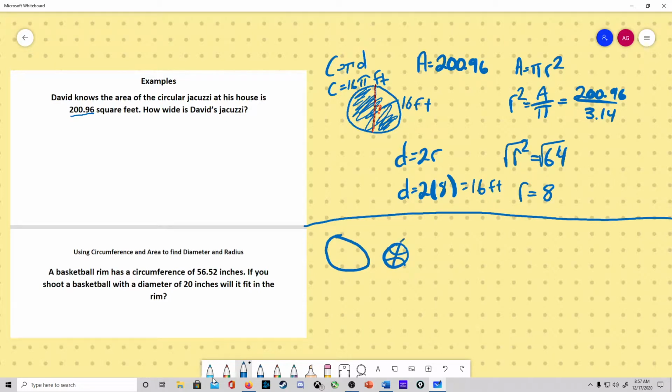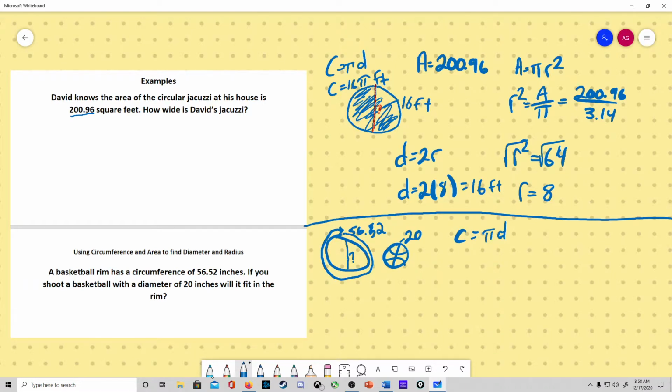So we know that this diameter right here that I've just drawn is 20 inches. Okay, we don't know this diameter, but we know all the way around the rim, right? Circumference is 56.52. Okay, so again, we know that circumference equals pi times the diameter. All right, and we want to find the diameter because if this is wider than the rim, then there's no way the basketball is going to fit in there. So we know that circumference is 56.52. We're trying to find diameter.